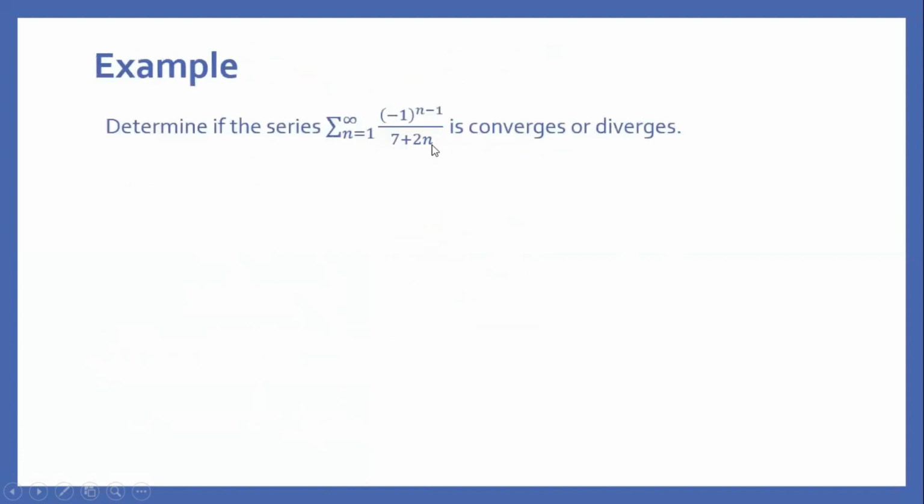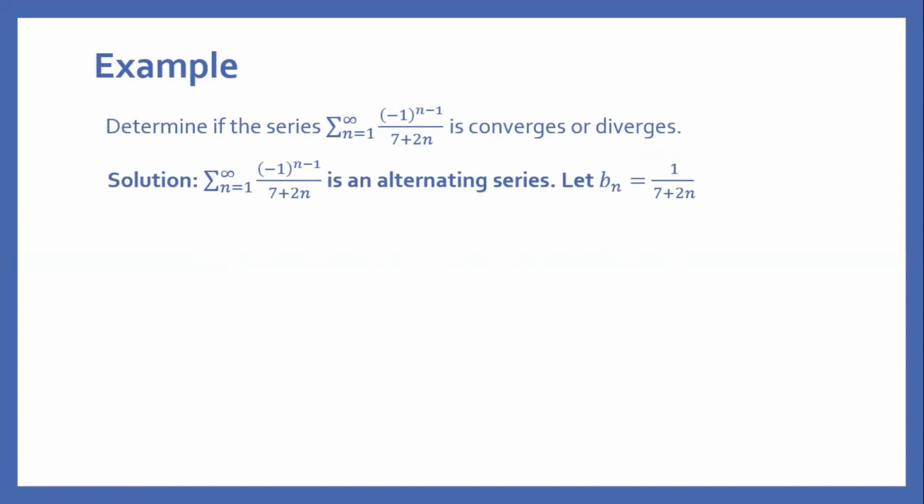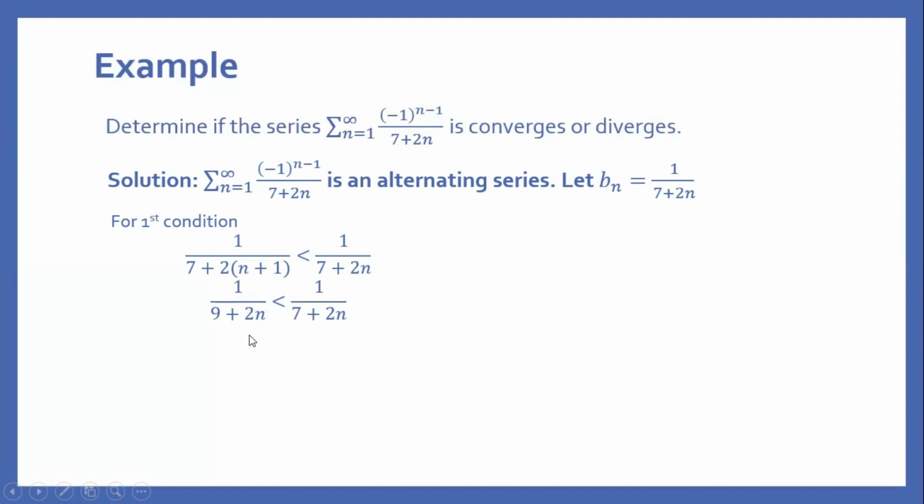Next, determine if the series of -1 raised to n plus 1 over 7 plus 2n from n equals 1 up to infinity. So you can see, instead na n plus 1, mapapansin niyo n minus 1. Pero huwag kayong mabahala kasi alternating series pa rin yan. So, dahil alternating series pa rin yan, we can say that b sub n equals 1 over 7 plus 2n. For the first condition, ganun lang din, substitute lang natin, we have 1 over 7 plus 2 times the quantity n plus 1 is less than 1 over 7 plus 2n. And then, we have 1 over 9 plus 2n is less than 1 over 7 plus 2n.